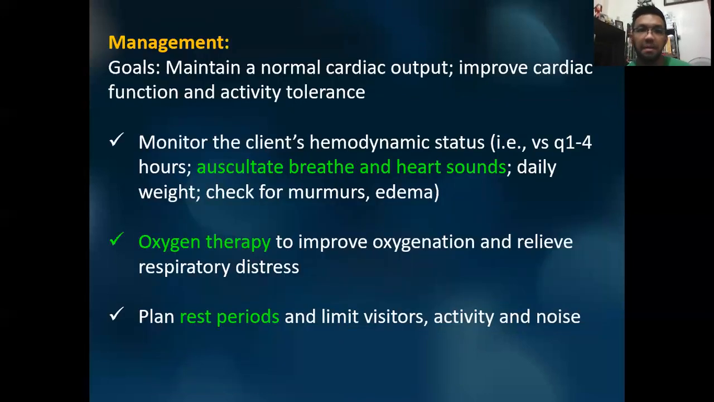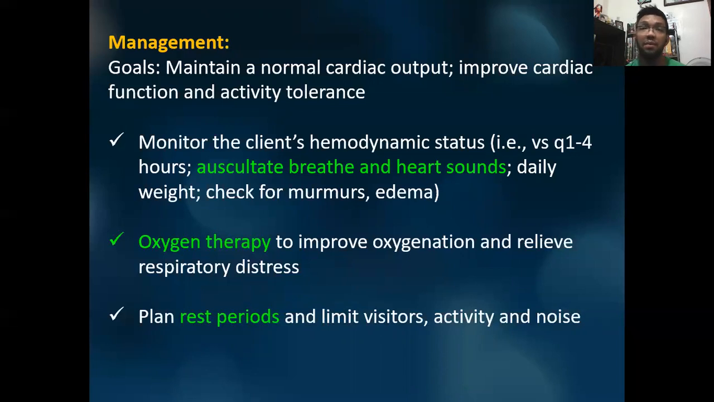Management. Maintain a normal cardiac output, improve cardiac function and activity tolerance. Those are our goals for our patient who has these kinds of valvular heart diseases. We need to monitor the patient's hemodynamic status, for example, every 1 to 4 hours. We need to auscultate the breath and heart sounds. Daily weight checks should be done, and check for murmurs and edema as well.